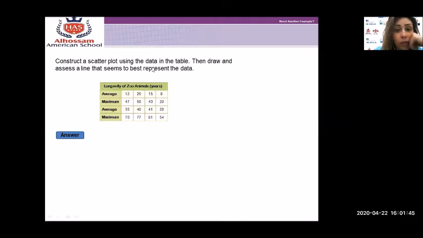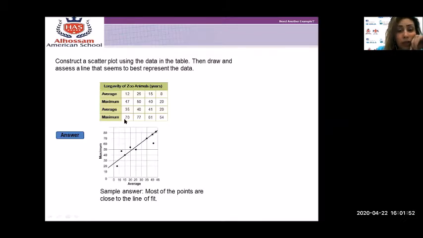Construct a scatter plot using the data in the table, then draw and assess a line that seems to best represent the data. This is the data here. I have average and maximum, average and maximum, average and maximum. So here I have average as the x-axis, the horizontal line, and I have the maximum as the vertical line. So here I have 5, 10, 15, 20, 25, 30, 35, 40, and 45. This is the average values.